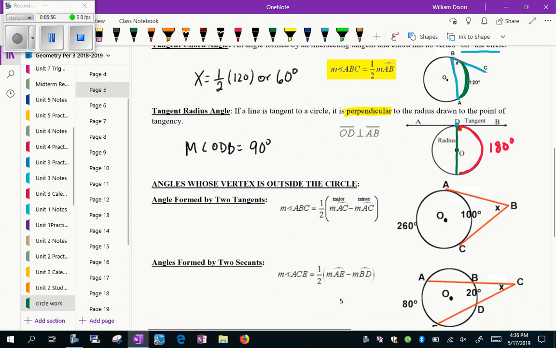Okay, angles whose vertex is outside of the circle. This one's a little new. All right, well, the angle formed by two tangents, that's two lines that are touching the circle at one point. So that's going to be AB and BC.